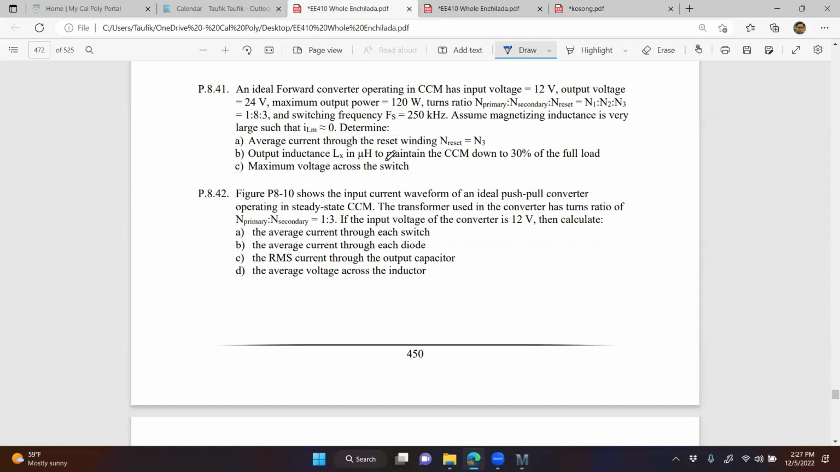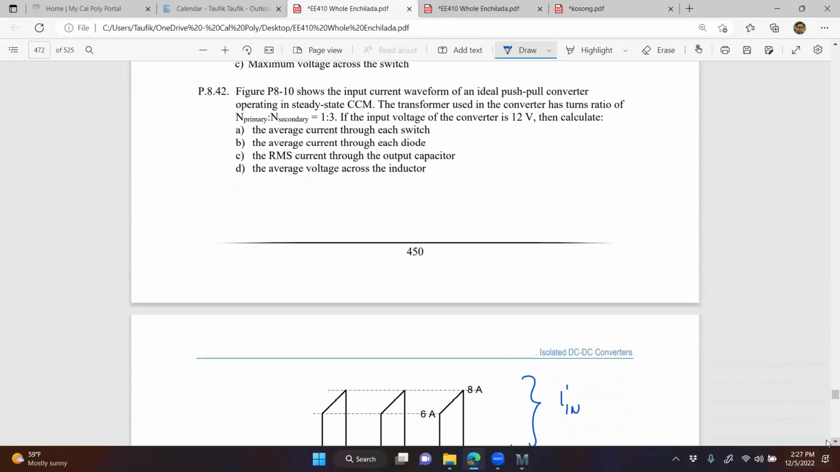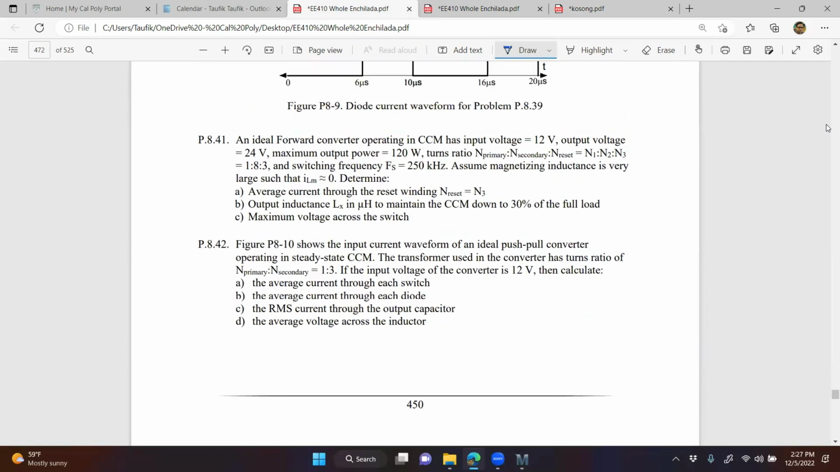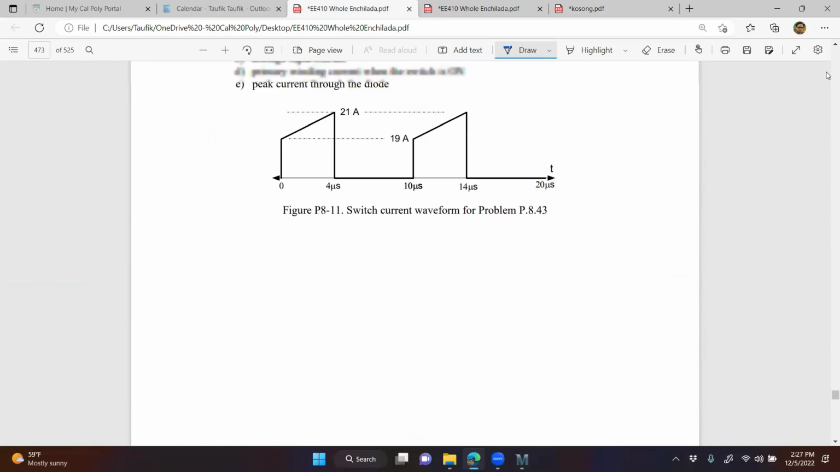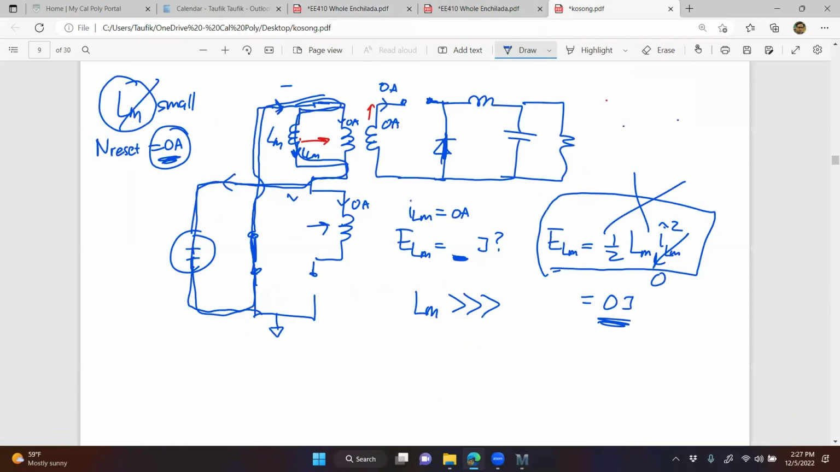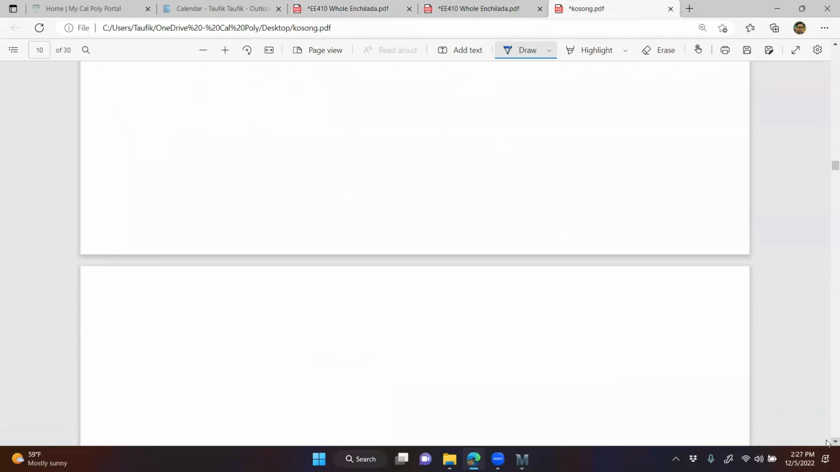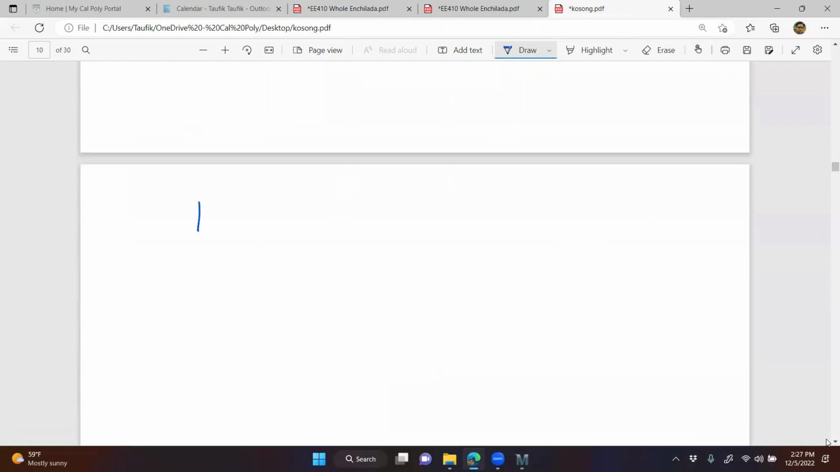All right, so that's part A. Part B: output inductance Lx in microhenries to maintain CCM down to 30% of full load. So 30% of full load. That's the BCM method, right? It's asking for LC at BCM, which is at 30% of full load.